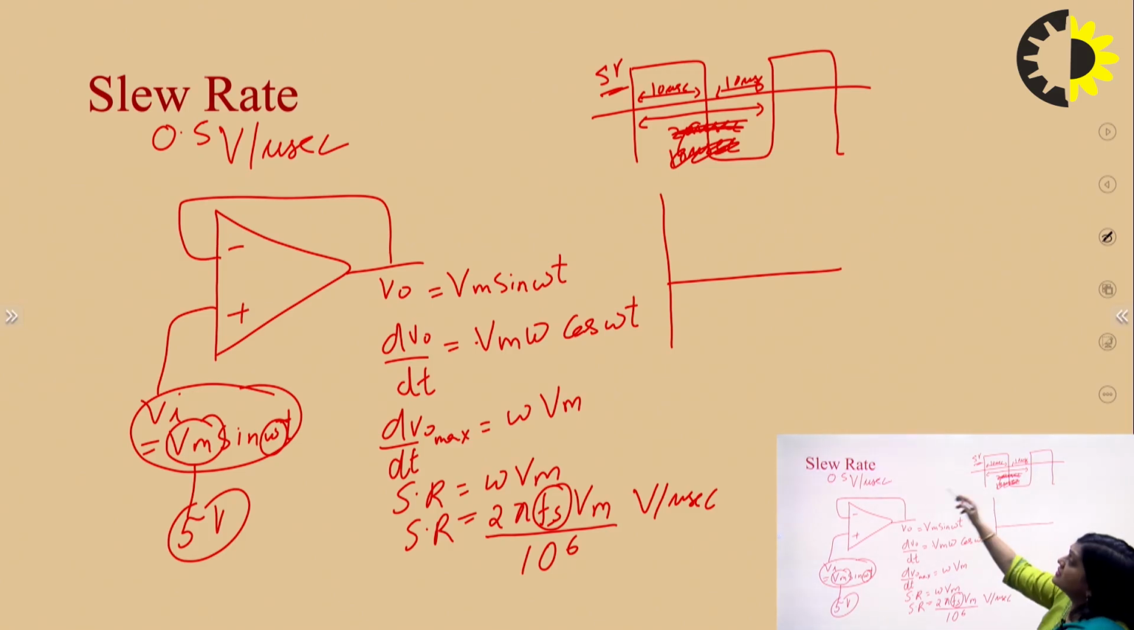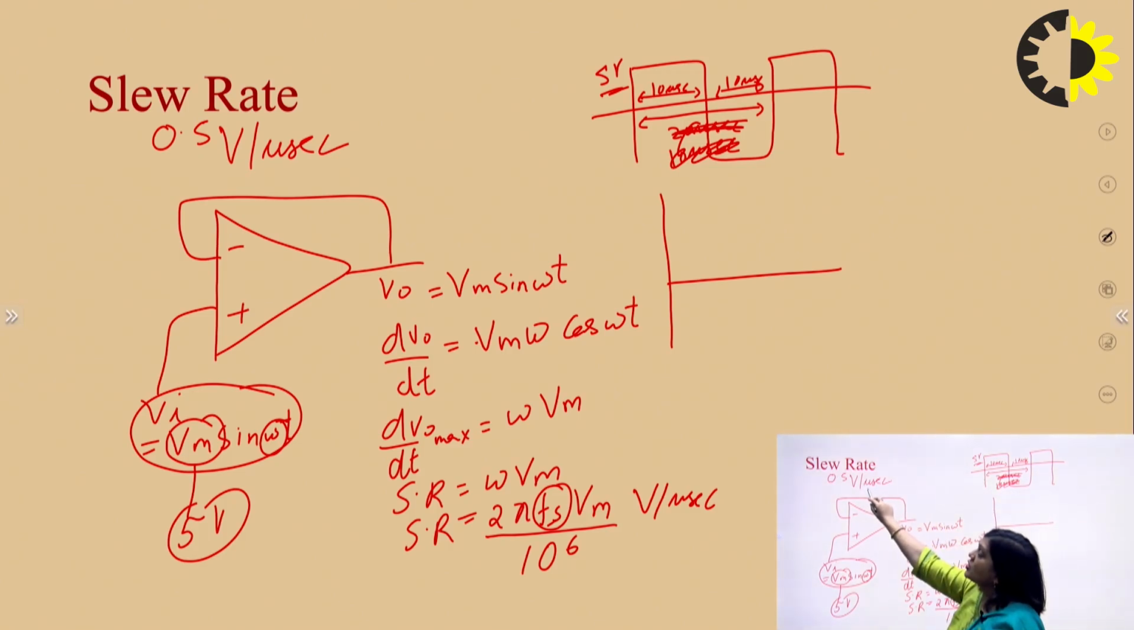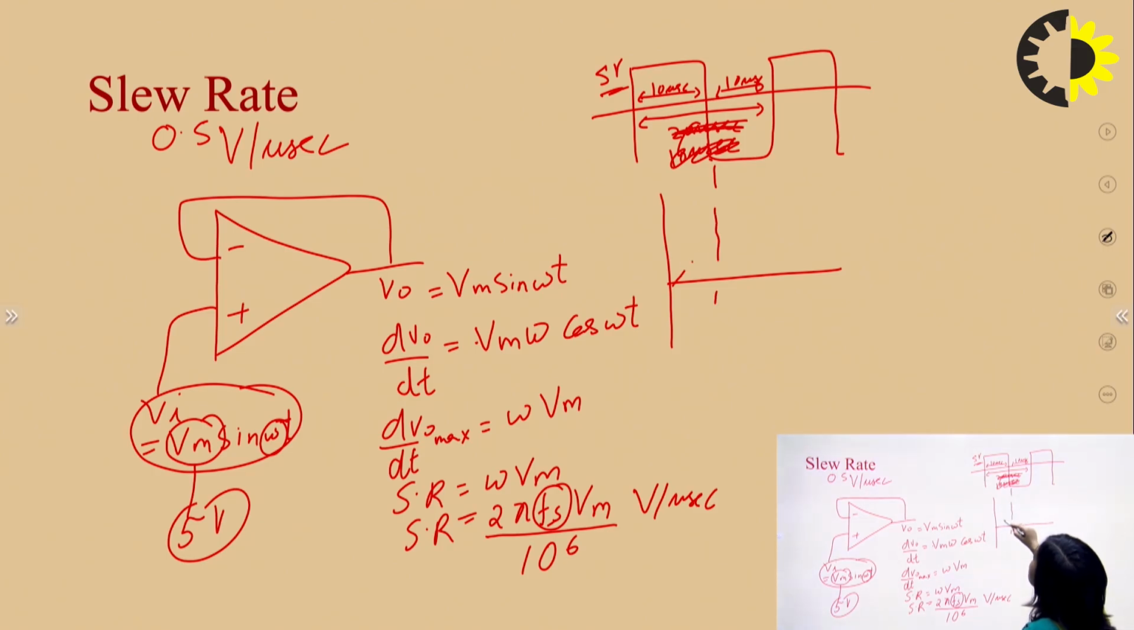According to the slew rate, the output of the op-amp reaches 0.5 volt in 1 microsecond, and our input is 5 volt. So for the output to reach 5 volt, it will require 10 microseconds. In 10 microseconds the output will be at 5 volt, and then it will come down. So we are applying a square waveform, but due to the inappropriate frequency of this signal, the output waveform becomes a triangular waveform.